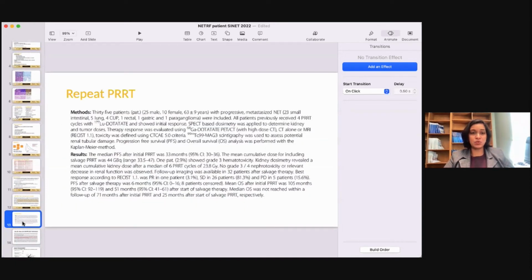So repeat PRRT is certainly an option. There are definitely going to be limitations of success, limitations in patient selection, and possible toxicity that you have to keep in mind. And whether you go with the same lutetium or go on to an alpha PRRT, which is the next thing that's coming up, those are also unanswered questions, and trial participation would probably be encouraged.